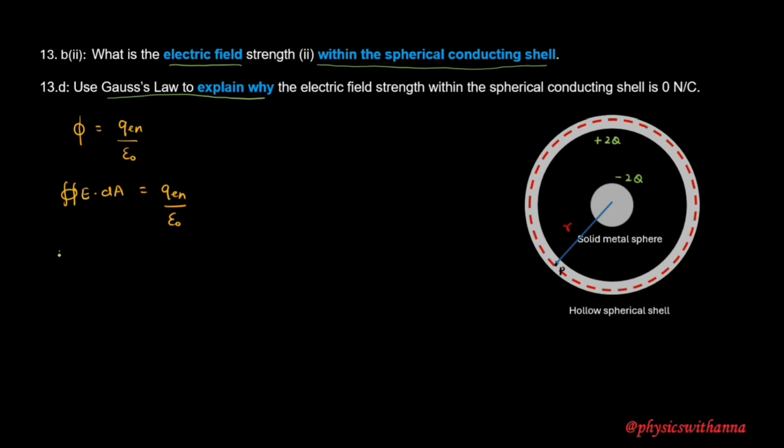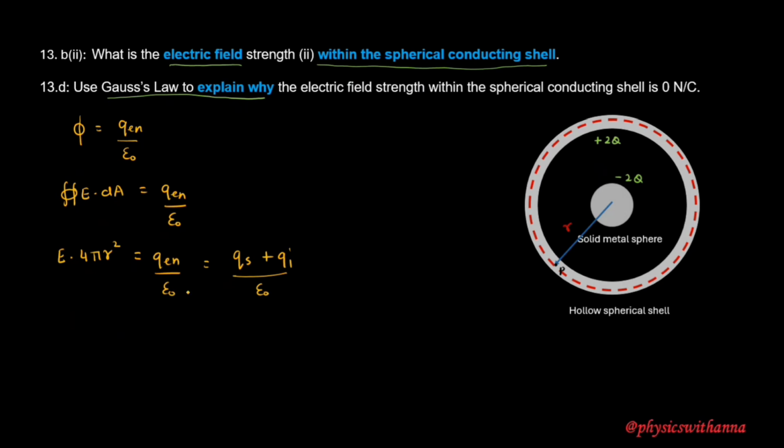So we write this as E times 4 pi r squared equals charge enclosed over epsilon naught, where 4 pi r squared is the surface area of the Gaussian surface. Now charge enclosed by the Gaussian surface over here is the charge of the solid metal sphere and the charge on the inner surface of the shell. So we will add them to write the charge enclosed. We will write it as charge on the sphere plus charge on the inner surface of the shell over epsilon naught.